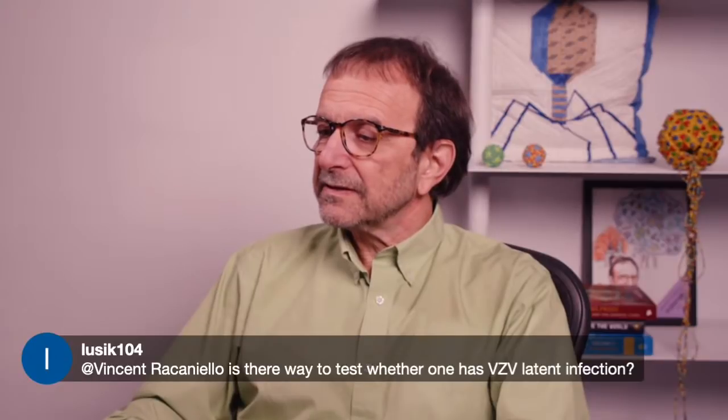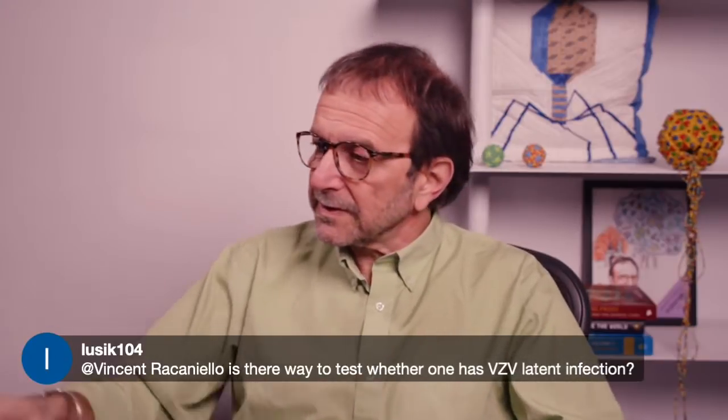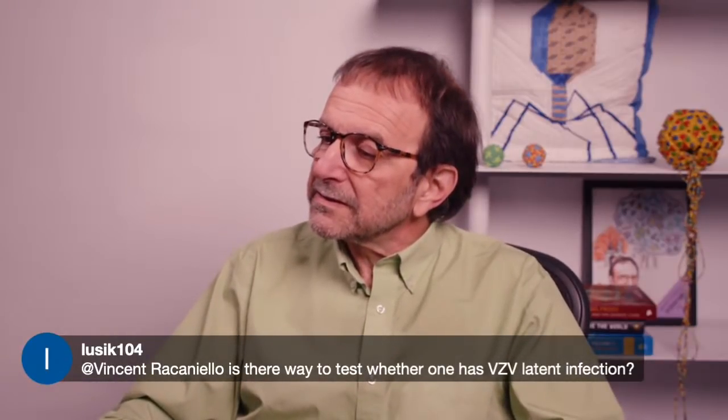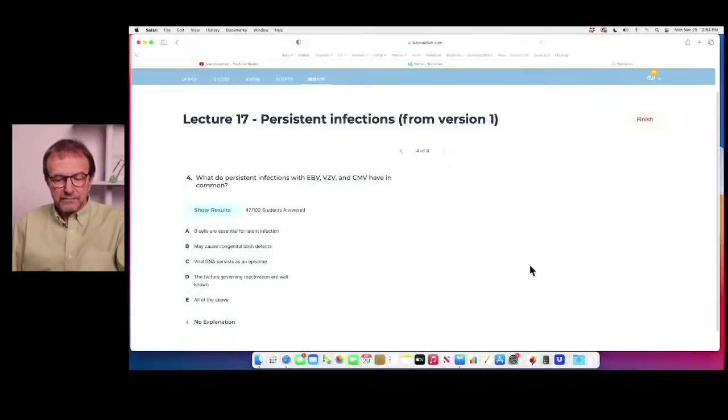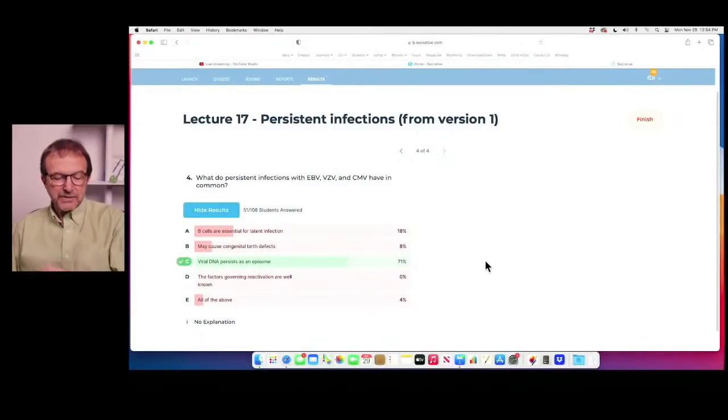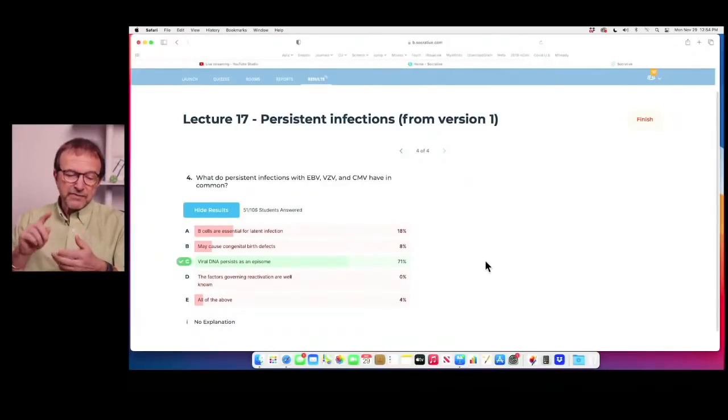All right, let's go back to our quiz. So the answer is the DNA persists as an episome. That's in common between EBV, VZV, and CMV. B cells are essential only for EBV. Birth defects is only for CMV. Reactivation is not well known for any of these, and so it's not all of the above either.